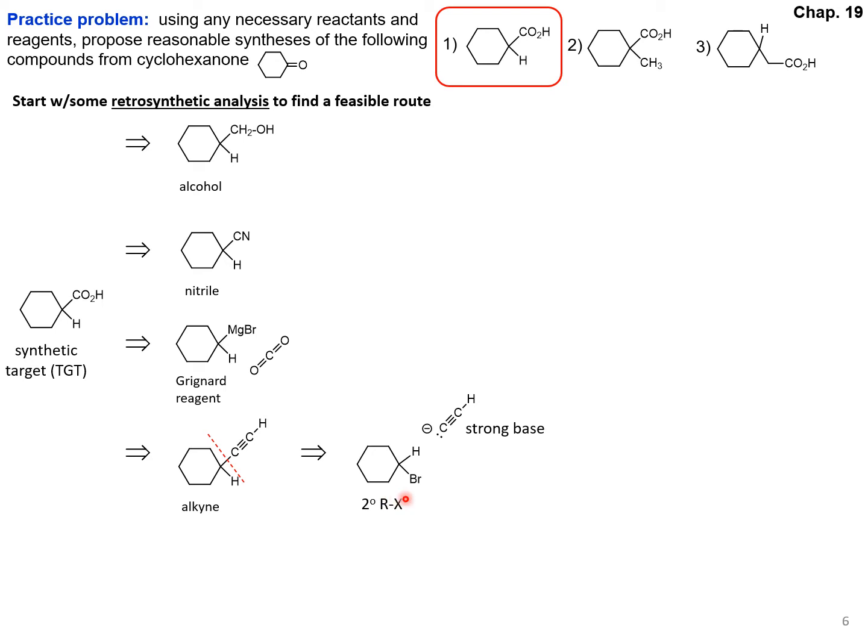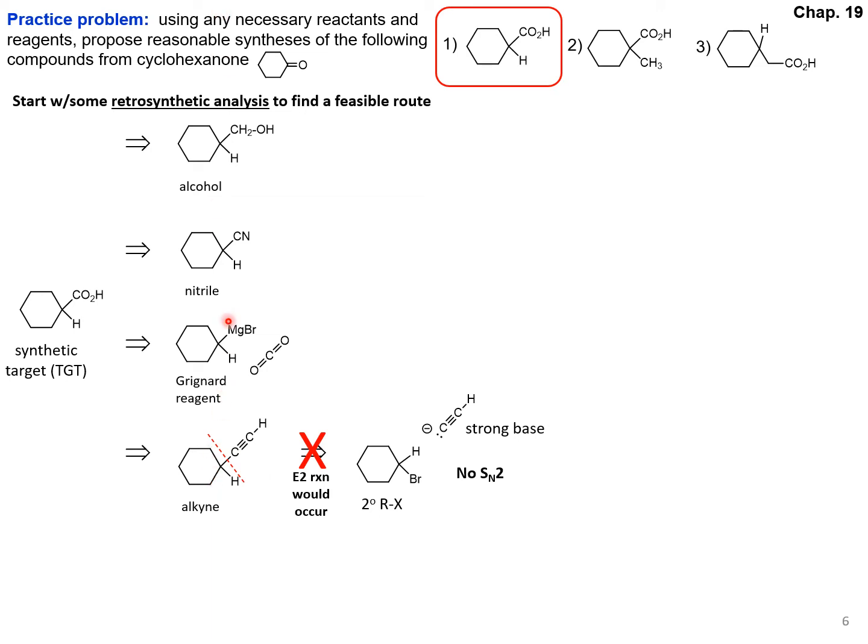And remember, this is a secondary alkyl halide. When you have a strong base and a secondary alkyl halide, an E2 elimination would occur. So even though this is a reasonable material to use to make this target, we just can't make it by chemistry that we know at this point. So I would dismiss this route. So immediately, of the 4 ways to make this target, I will just take this one out of the picture.